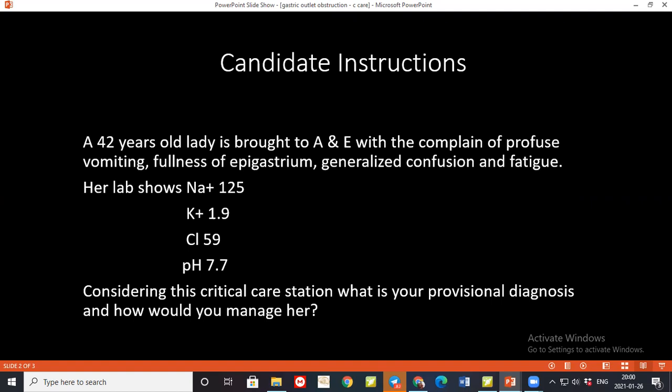What type of metabolic alkalosis can the patient have? Ma'am, this is basically a hyponatremic, hypochloremic, hypokalemic metabolic alkalosis with paradoxical aciduria.